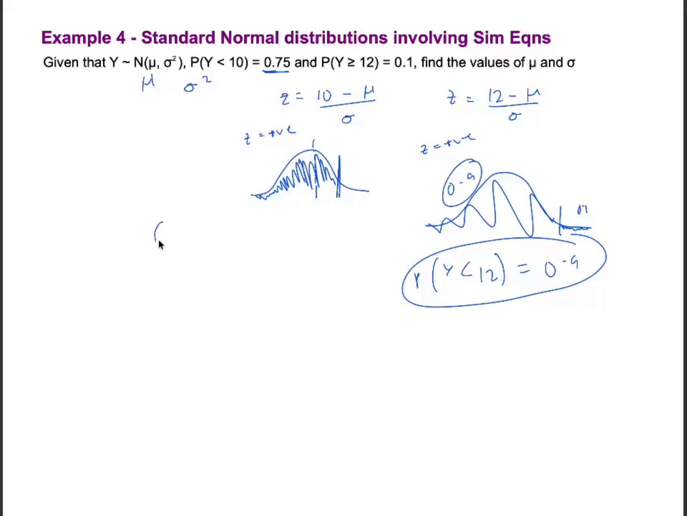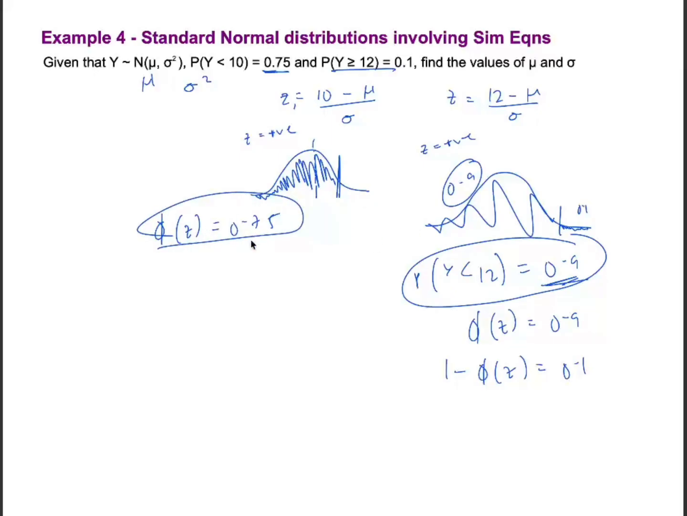What this means is that the phi of z for the z1 is equal to 0.75, and the phi of z for the z2 is equal to 0.9, as we can see here. And this came from the fact that 1 minus the phi of z is equal to 0.1 from this original value here. So what we're finding is just these two values of z, the one that gives us a probability of 0.75 and the one that gives us a probability of 0.9.